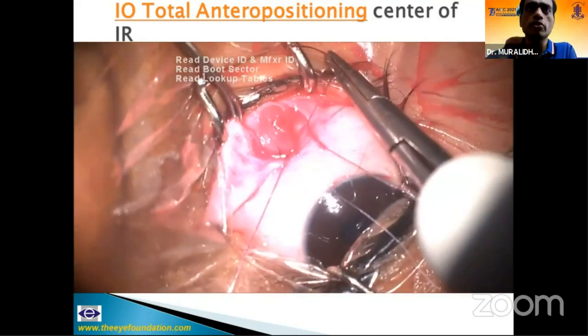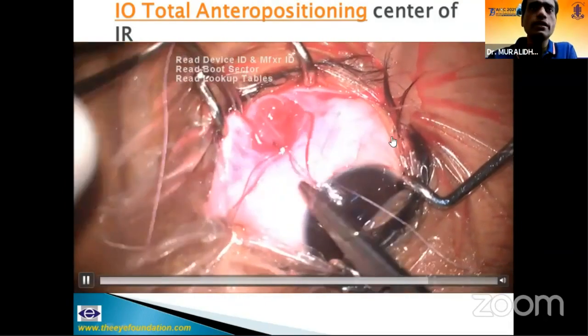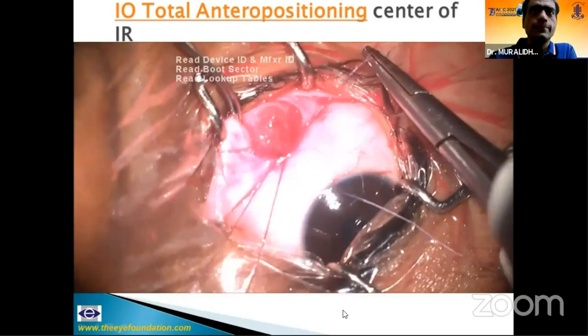So all these inferior oblique anteropositionings, when you go in front, cause a baggy appearance of the eyelid. So it should be done only in very, very indicated cases.